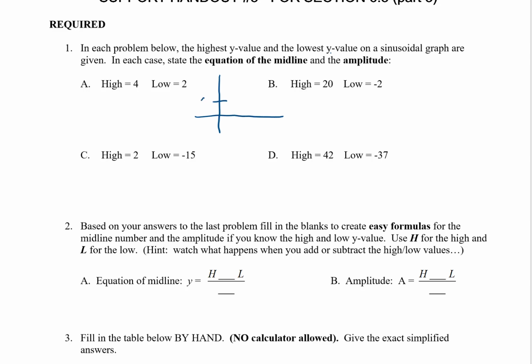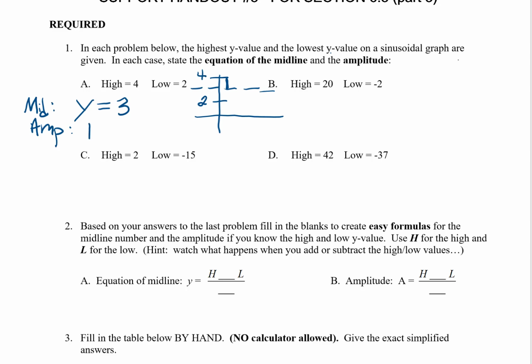So if the lowest spot is at 2 and the highest spot is at 4, the midline has to be exactly halfway between those two numbers, and I think it's pretty obvious that that would be at 3. And so the equation of the midline would be y equals 3. The amplitude would be the distance from the midline at 3 to the top or to the bottom, and obviously the distance from 3 to 4 would just be a distance of 1.